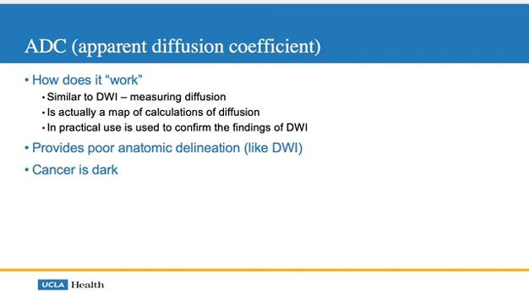Like DWI, the anatomic delineation is very poor. It's hard to see the prostate gland sometimes. The regions of interest on ADC are hypointense or dark. So it's like the T2, you're looking for dark stuff.